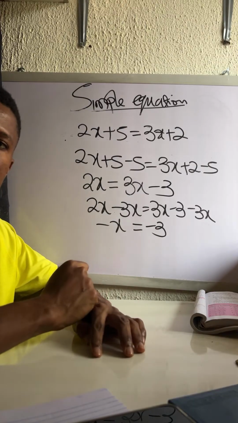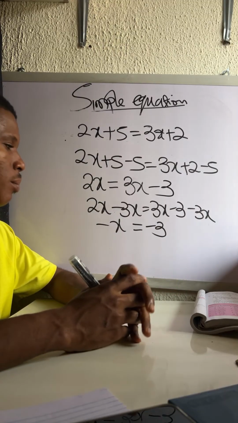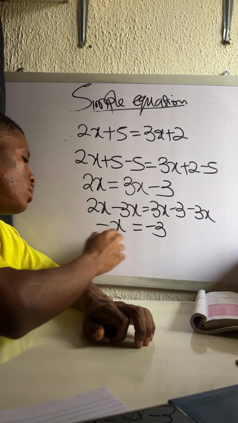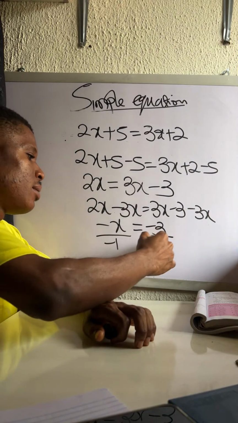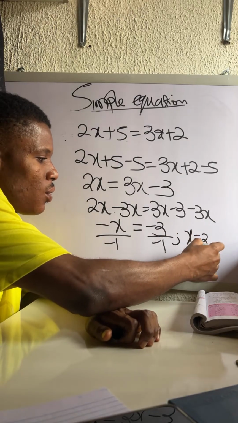Since you got minus x, you have to divide the left and the right hand side of the problem by a negative. Divide by minus 1, divide by minus 1. If you divide by minus 1, x is equal to 3.